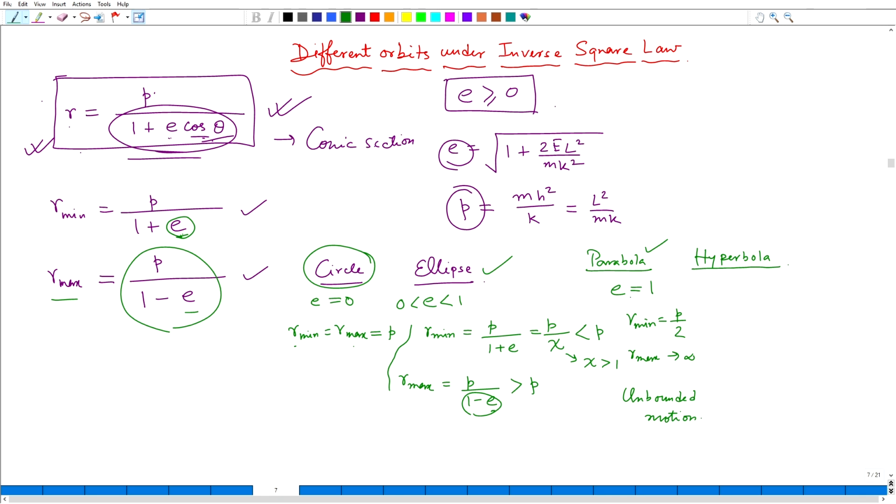Okay. Now, I am coming to that in a second, and for a hyperbola finally you will have E less than, sorry, correct myself, E greater than 1. Okay. And for that, what happens? This one is still finite, but R max is actually less than 0, which is not possible. So this is absurd. Okay. And that is why this is also unbounded motion.